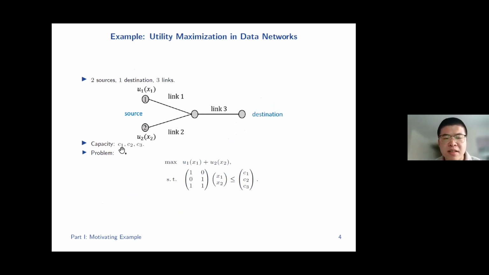These 3 links have capacity C1, C2, and C3. And for node 1, the path to the destination node includes link 1 and link 3. And for node 2, the path to the destination node includes link 2 and link 3. An interesting problem is to find the value of x1 and x2 so that the total utility can be maximized. Such a problem can be formulated into this optimization problem, where each row of the constraint represents the capacity restriction of each link.